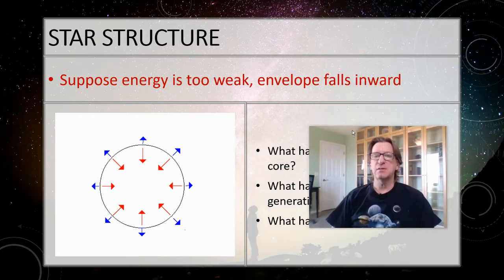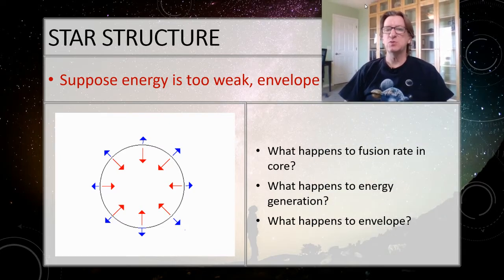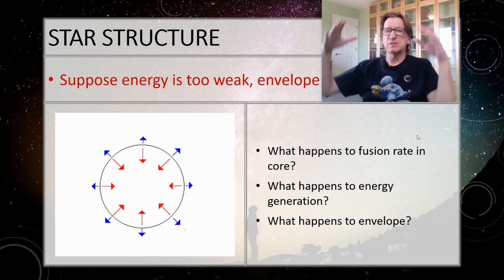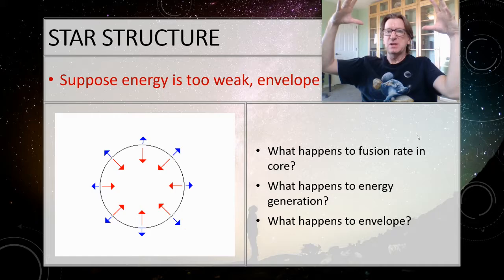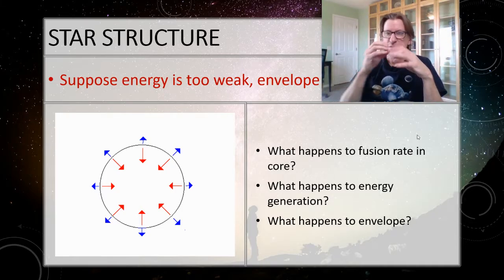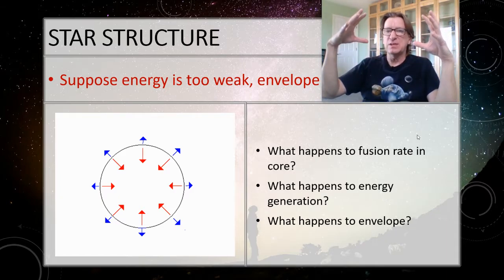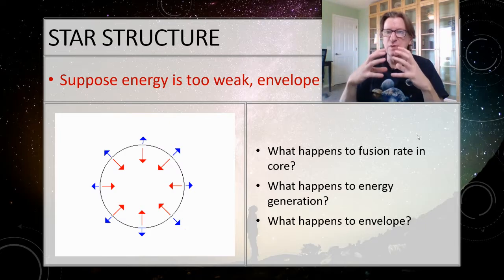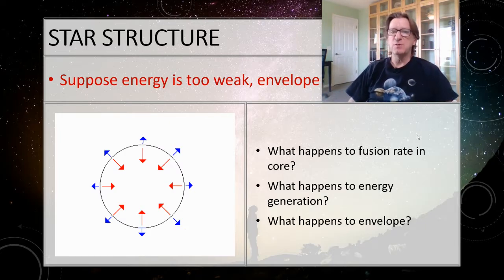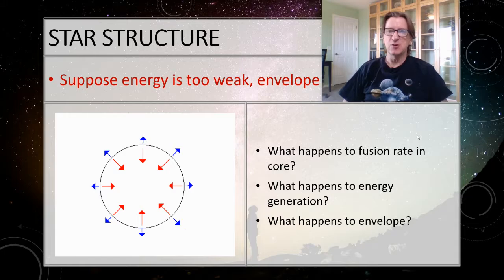So again, looking at this, let's suppose that the energy is too weak for some reason, and so the envelope is now starting to fall inward. So for some bizarre reason, the energy in the core is too weak. And so the weight of gravity makes everything fall towards the middle, so that gas falls in and it's squeezing harder. What's going to happen to the fusion rate in the core if it's squeezing harder? Pause the video, circle your answer.